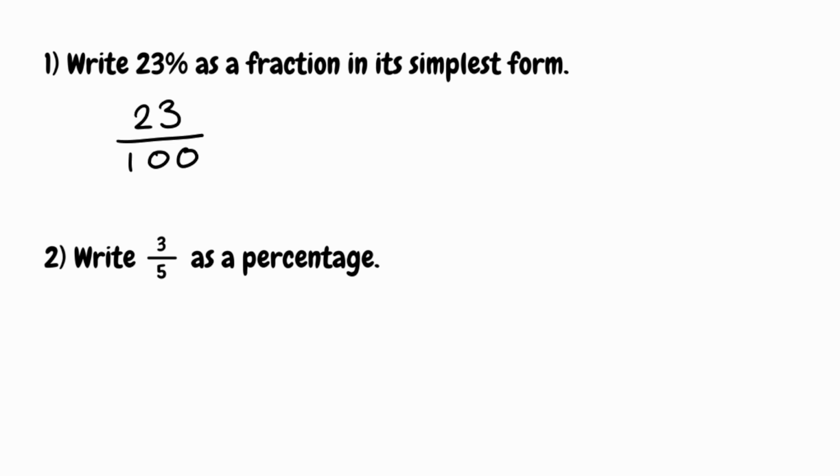We now need to make sure it's in its simplest form. So what's the highest common factor of both of these numbers? Well, taking 23, 23 is actually a prime number. The only factors are 1 and 23. Well, 23 isn't a factor of 100, so the highest common factor of both these numbers is actually 1. So if I divide both these numbers by 1, it's going to give me the same result. So 23% as a fraction in its simplest form is 23 hundredths.